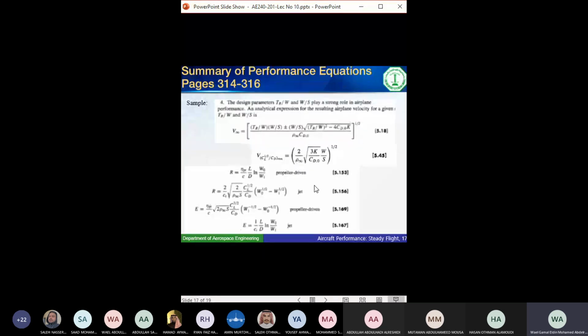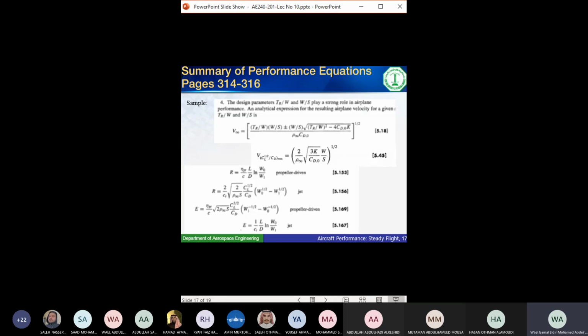Okay. So with so many equations, today we have how many? We have 8 equations. One equation for the range and one for the speed of it, and one for the endurance and one for the speed of it. And then we have another 4 for the propeller aircraft. And we had equations last time for the ceiling, rate of climb, and so on. So many equations in chapter 5 that it starts to get confusing.